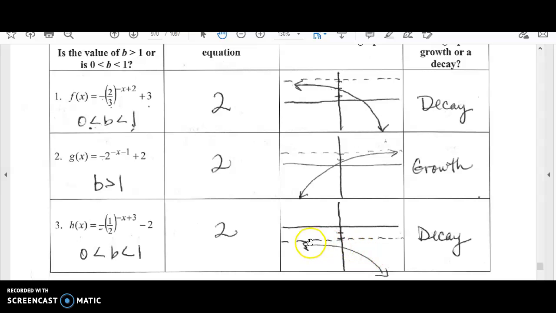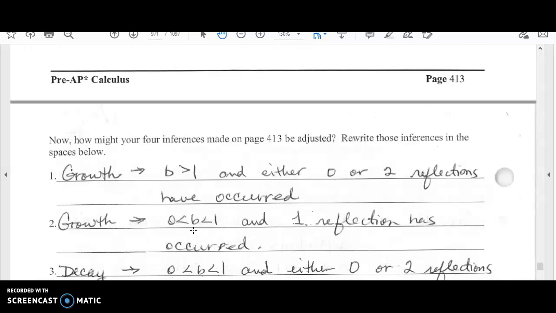And then one more problem. You can see the horizontal asymptote was shifted down, the base is smaller than 1 with two reflections, and it came back to being a decay. So let's get a better rule then. And you know me, I'm going to share the answer key.